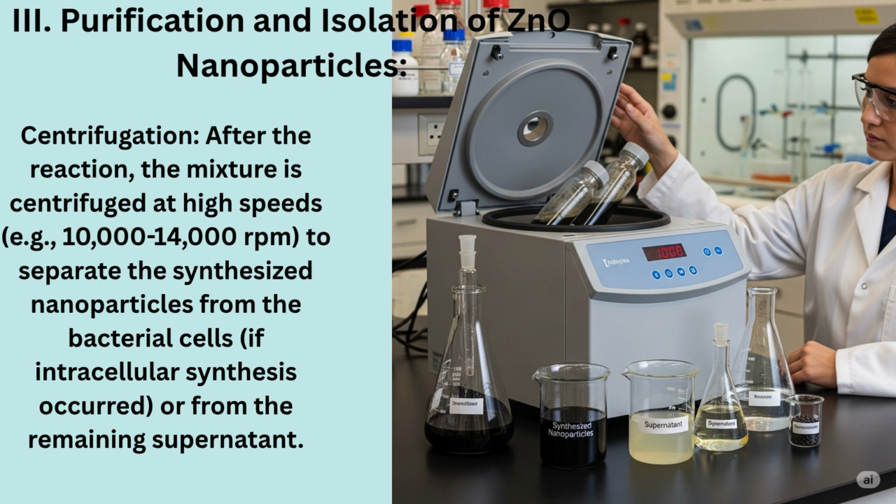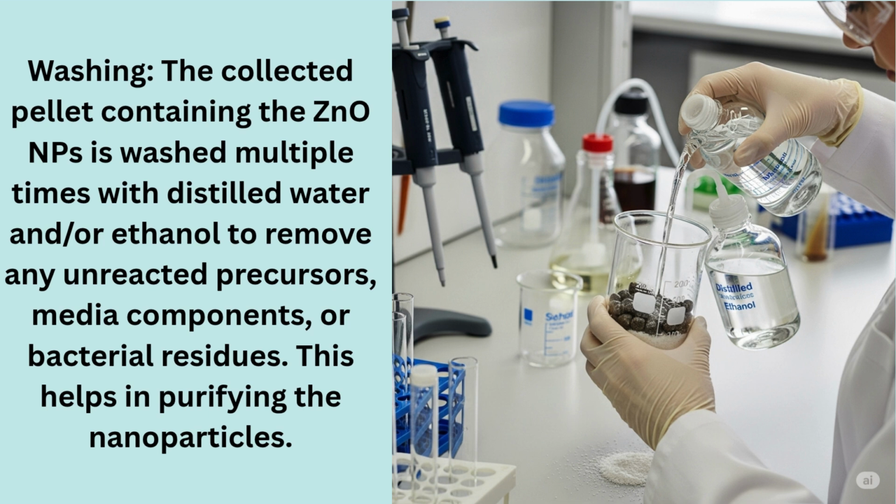3. Purification and isolation of ZnO nanoparticles. 1. Centrifugation. After the reaction, the mixture is centrifuged at high speeds, e.g., 10,000 to 14,000 revolutions per minute, to separate the synthesized nanoparticles from the bacterial cells, if intracellular synthesis occurred, or from the remaining supernatant. 2. Washing. The collected pellet containing the ZnO NPs is washed multiple times with distilled water and/or ethanol to remove any unreacted precursors, media components, or bacterial residues. This helps in purifying the nanoparticles.